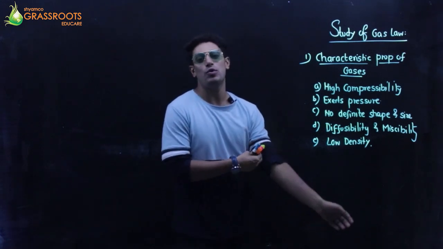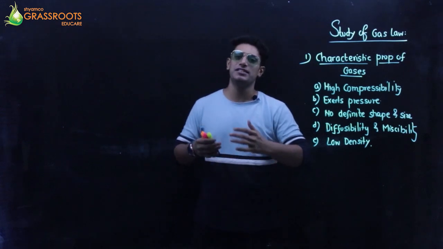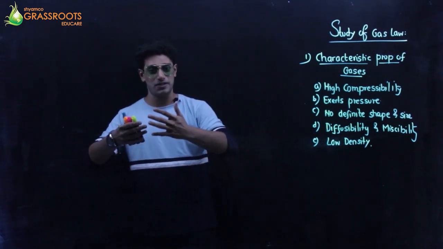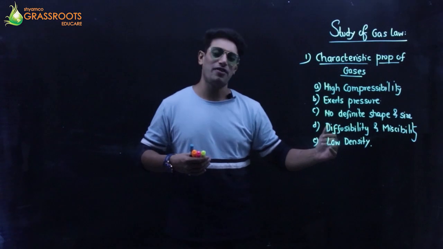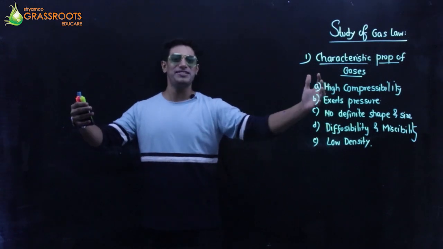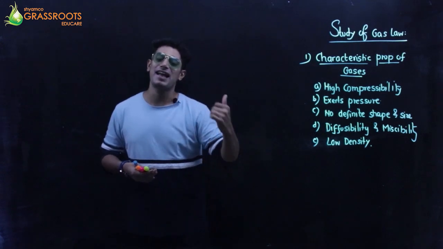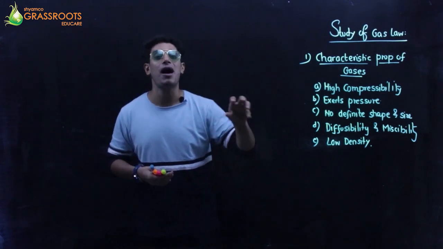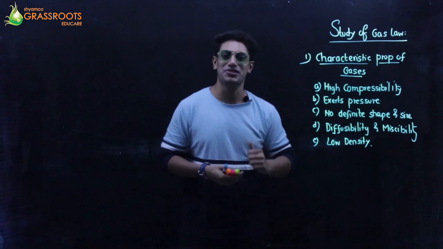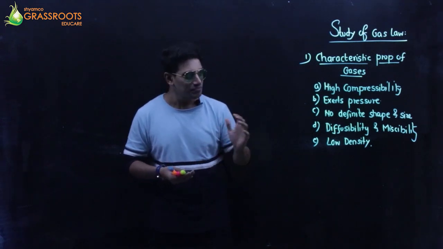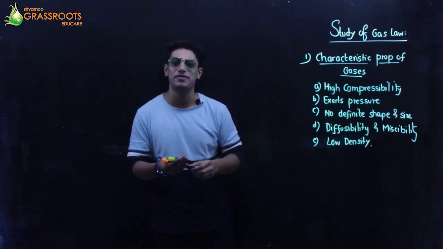And the last, they have low density. Obviously, the interparticle or intermolecular space is so vast. So obviously, if the volume increases, the density decreases. Because volume and density for a given mass of a gas are inversely proportional to each other. 5 characteristic properties of gas.